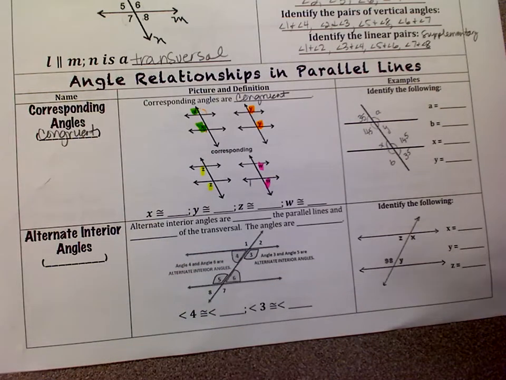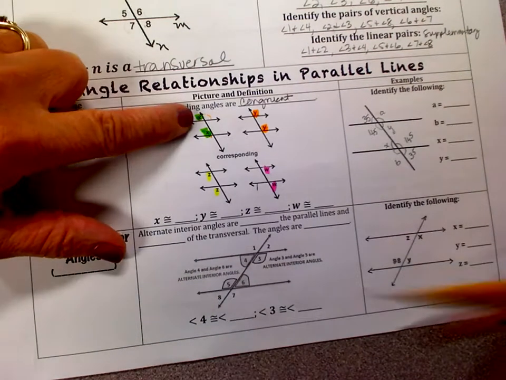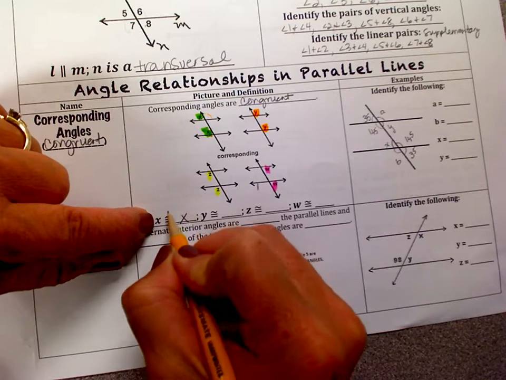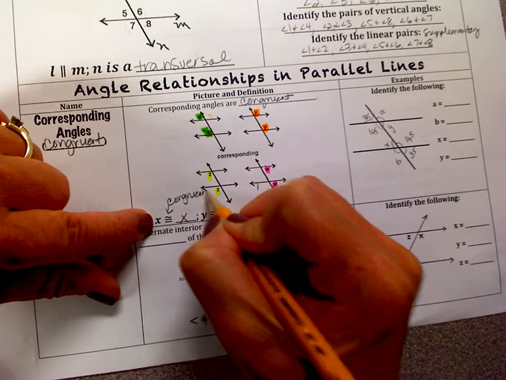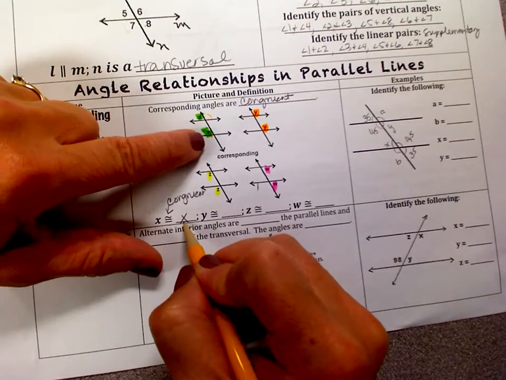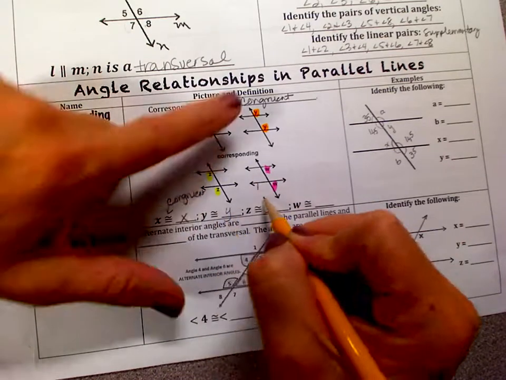So this X would be congruent. This is the congruent sign if I haven't told you guys yet. X is congruent with X. Y is congruent with Y.